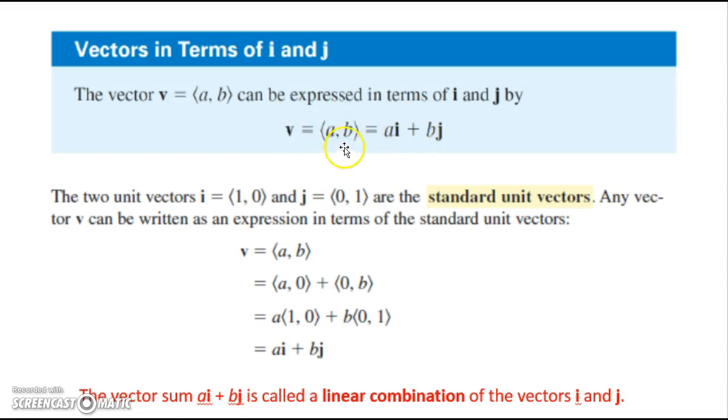I can write vector v in component form, a comma b, or I can write it in unit vector form, also called a linear combination. The vector sum ai plus bj is called a linear combination of the vectors i and j. And so we can write it in vector component form or in linear combination or unit vector form. You need to be very comfortable with both of those. This is just two separate notations for the same vector v.